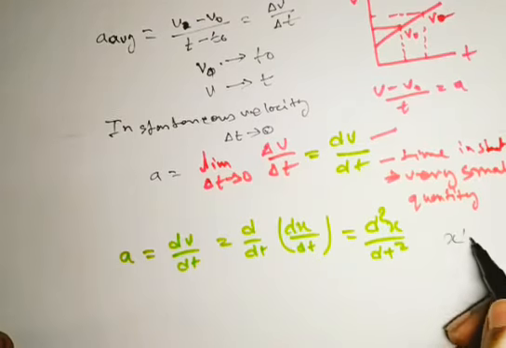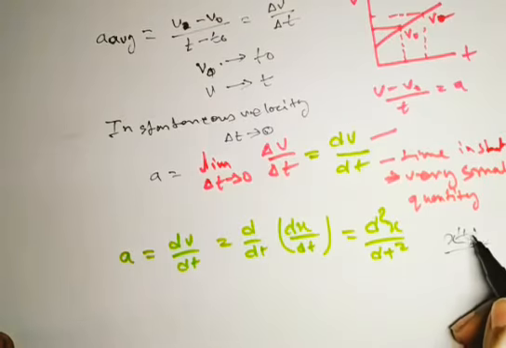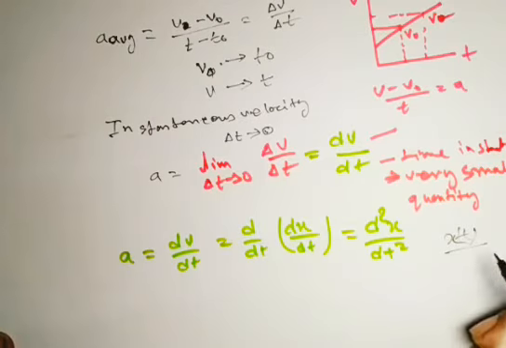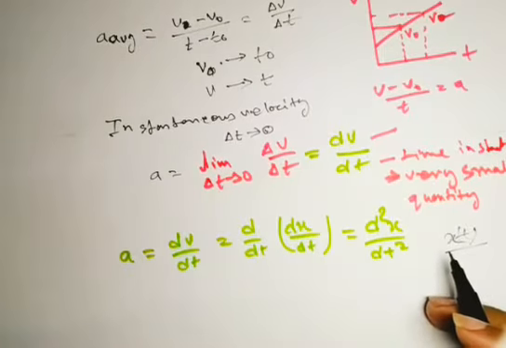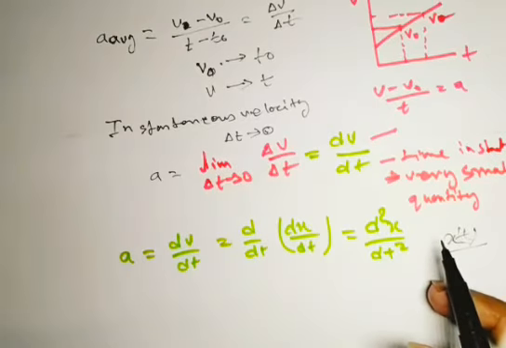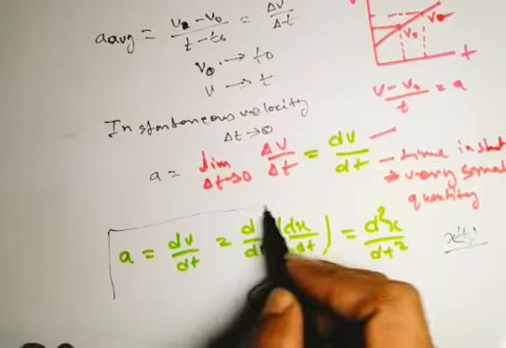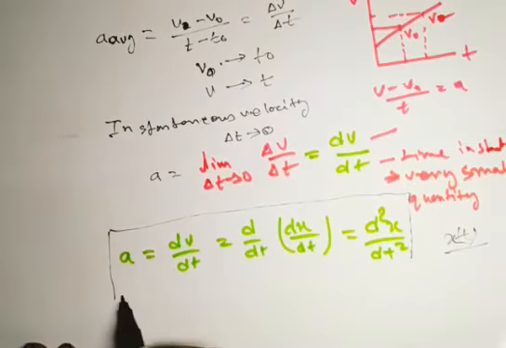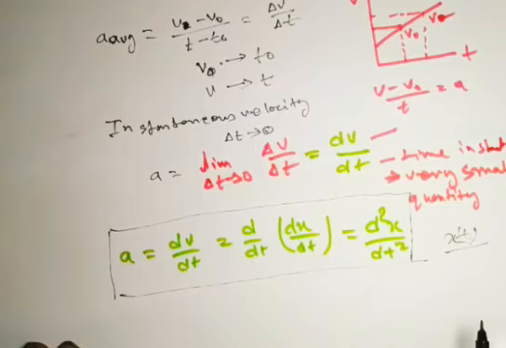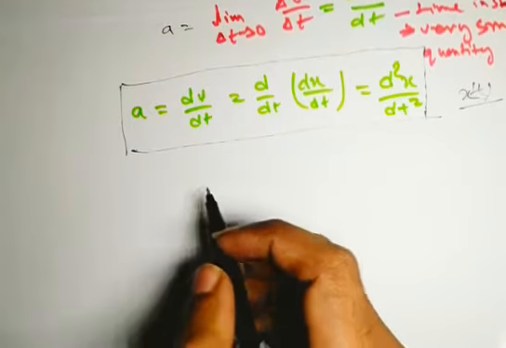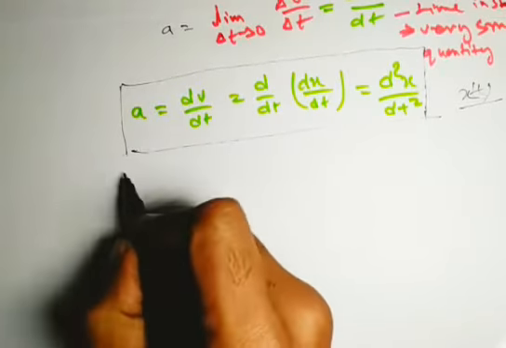x(t) means x is a function of t. x is changing with respect to time. So this is the instantaneous acceleration. Moving on, let's talk about constant acceleration, which is a very important topic.